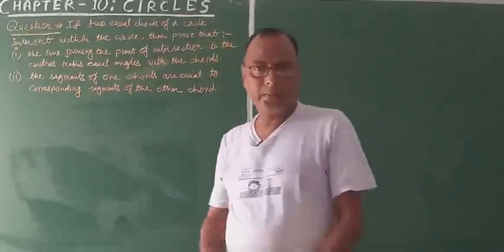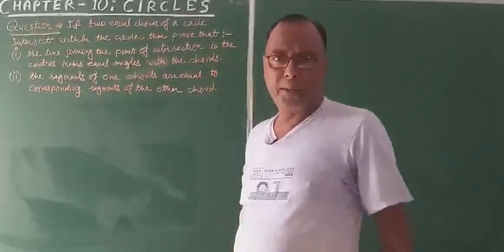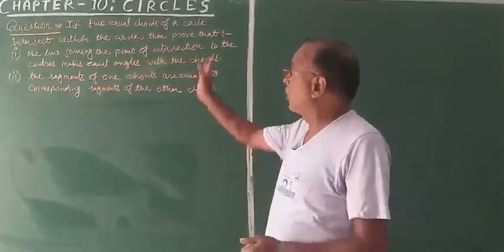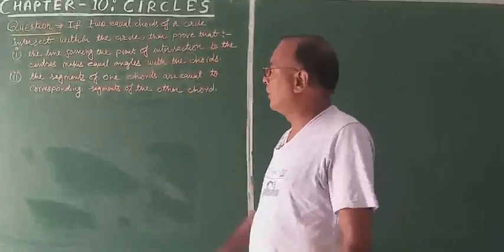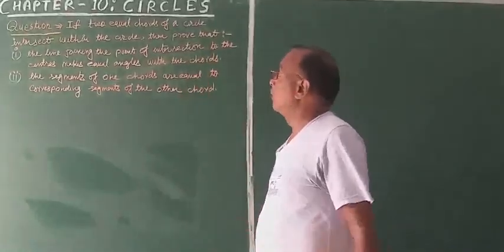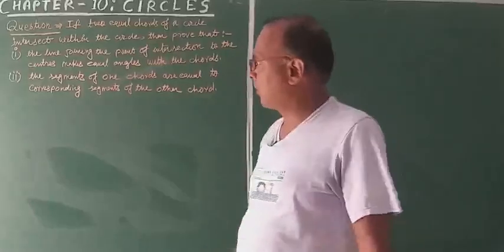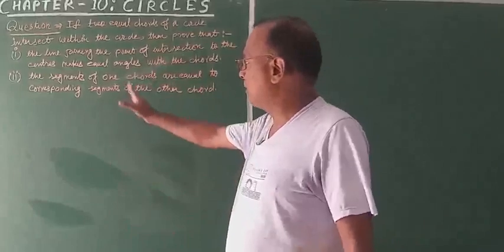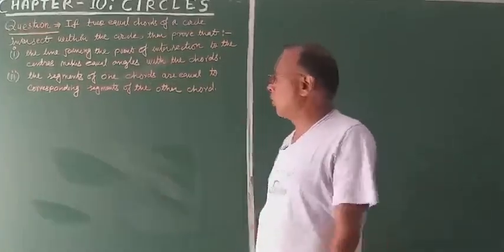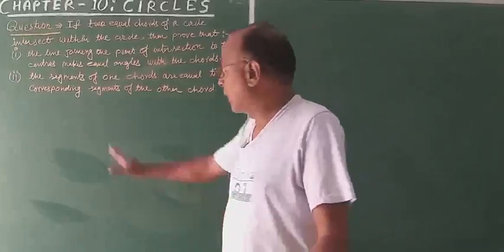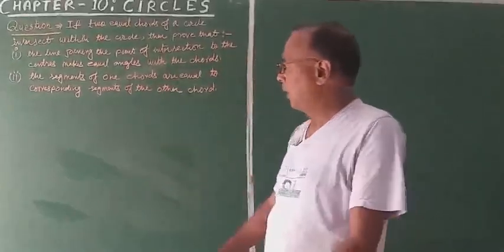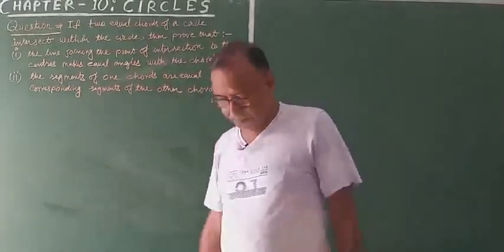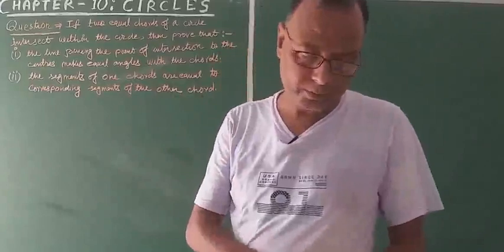Jai Hind everybody. So today I am taking this problem from the topic circles. If two equal chords of a circle intersect within the circle, then prove that, first part, the line joining the points of intersection to the center makes equal angles with the chords. And the second part is, the segments of one chord are equal to the corresponding segments of the other chord. This is the question.